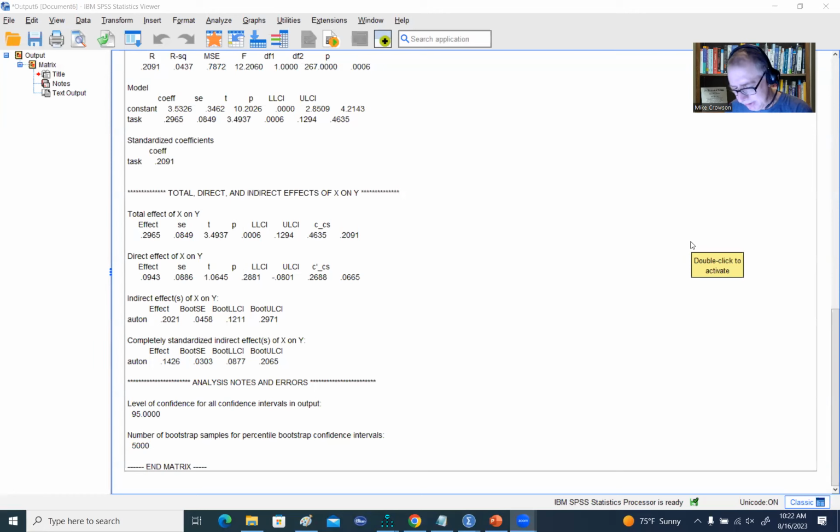I do want to once again highlight that you're not proving mediation with this test. You're essentially testing a candidate model based on your theoretical conception about the relationships among these variables. And as we can see right here, we have support for our causal framing, but we do not have proof for that causal framing.